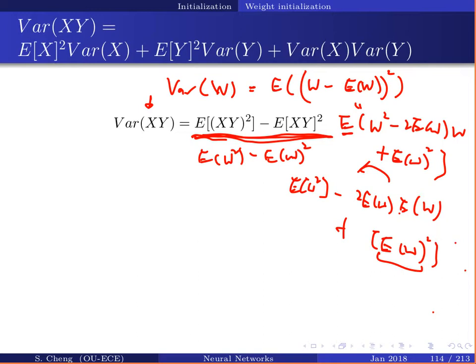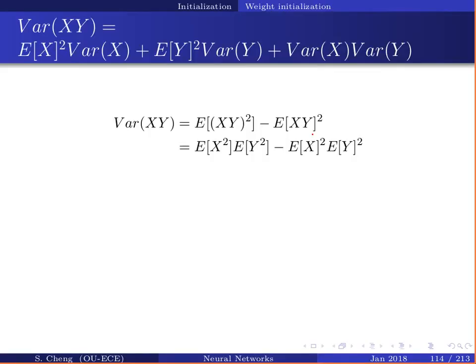Yeah, this is an important equation. I think all engineers should know this.